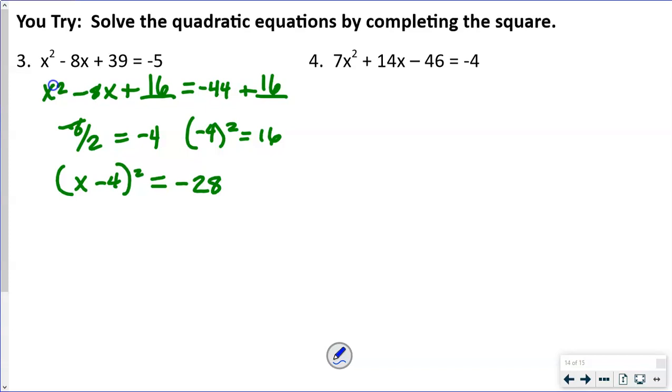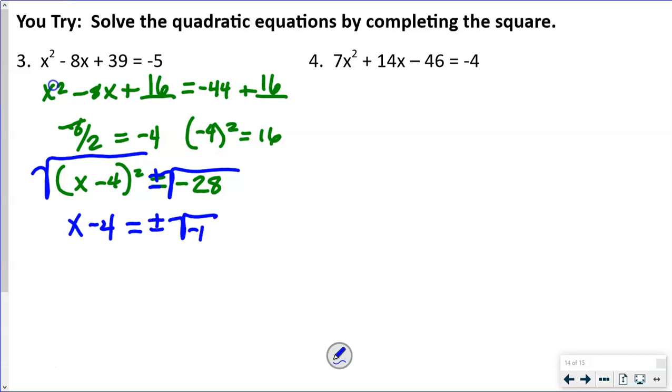So again, we're going to take our square root at both sides. Now notice this time we have a negative underneath the radical. So that's going to be plus or minus. I'm going to go ahead and factor this again. So that's going to be negative 1. And I know that the perfect square factor of 28 is 4 times 7, right? So now we're going to simplify this.